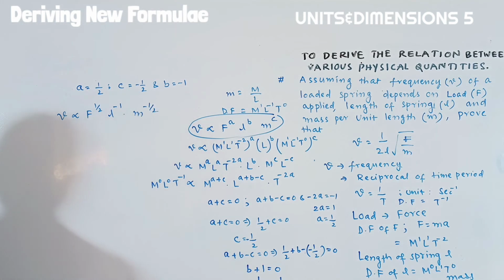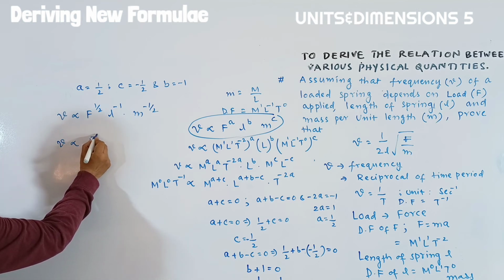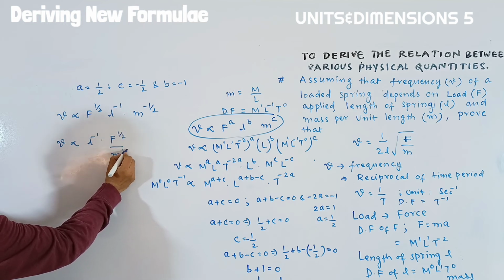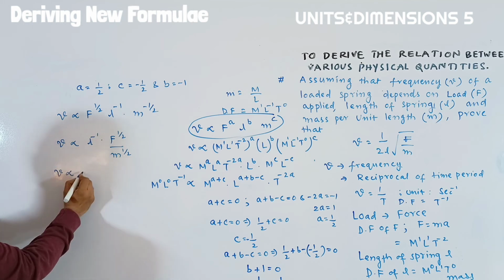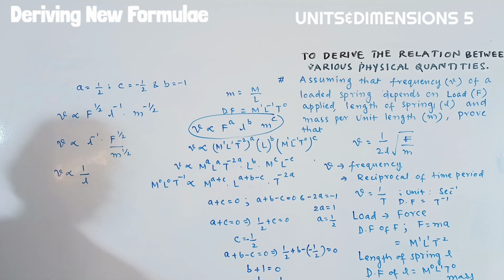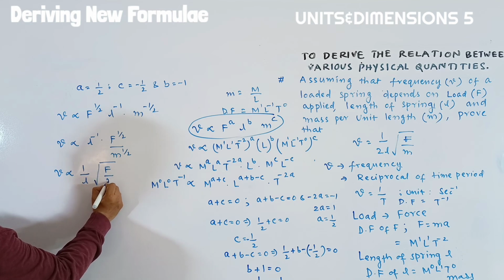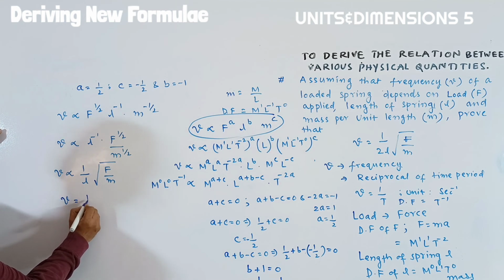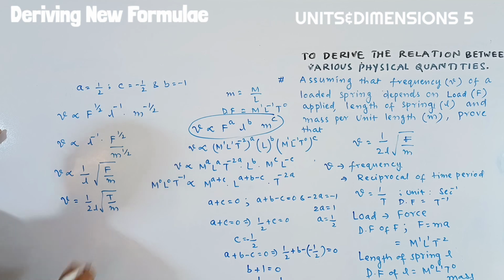Okay, students, and it can be written as nu is proportional to L inverse into F to the power of half by M to the power of half. Then it can be written as nu is proportional to L inverse, that is 1 by L, in the root F by M. Okay, students, if you take the proportionality constant as 1 by 2, we yield the equation 1 by 2L into root of T by M. It is the actual form of the equation.